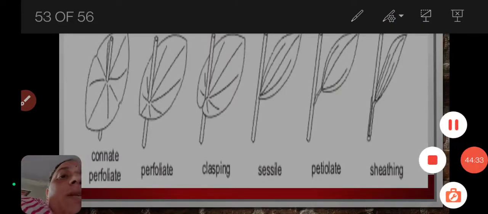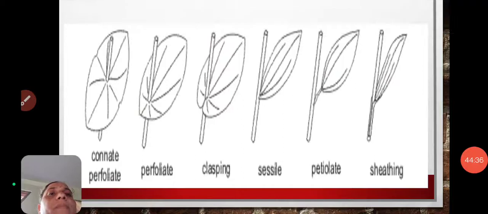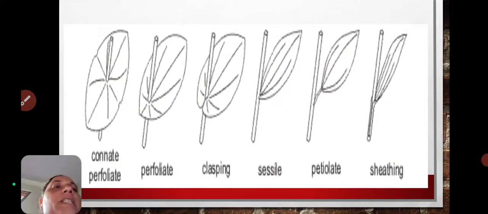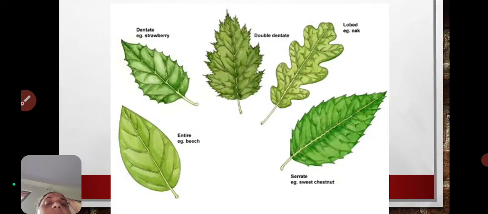So in this picture, entire leaf margin is there, dentate leaf margin, double dentate, and the lobed and serrate leaf margins are there. Clasping, sessile, petiolate, sheathing leaf bases are present. Okay, this is about the technical description of a leaf.